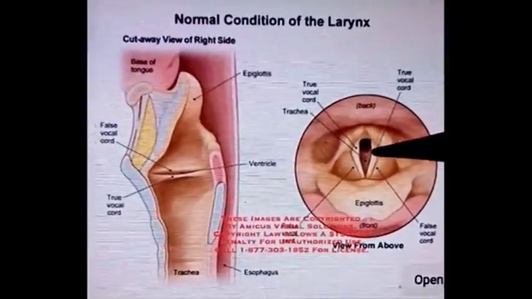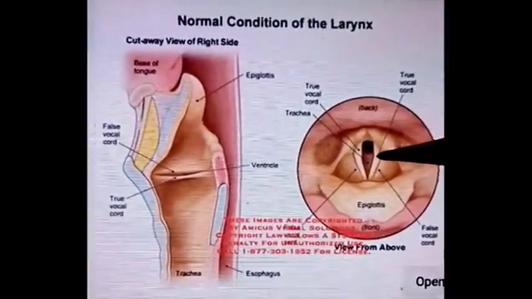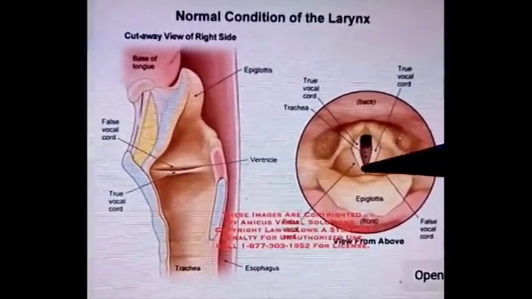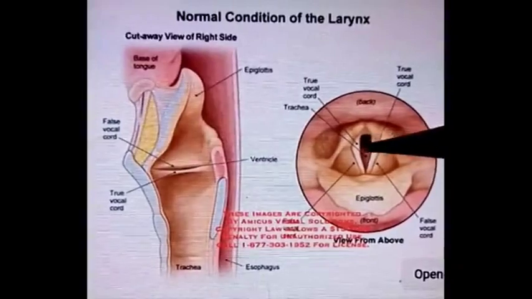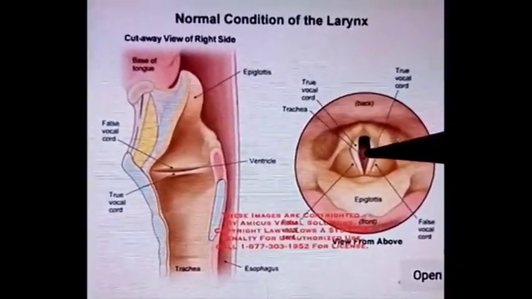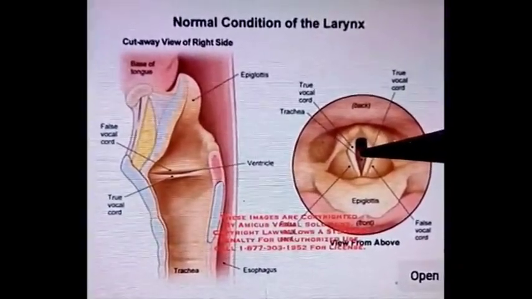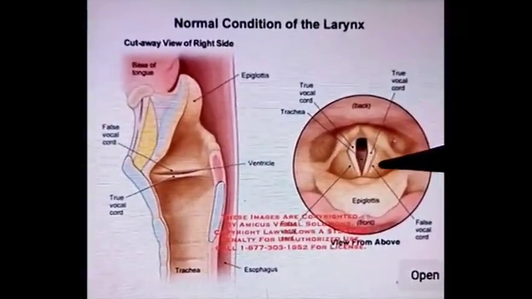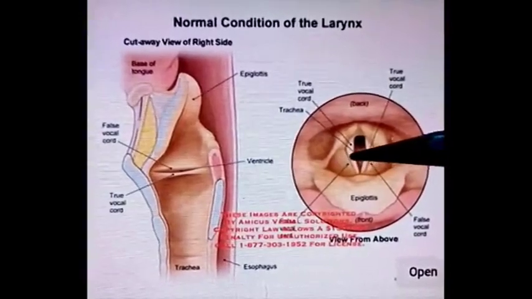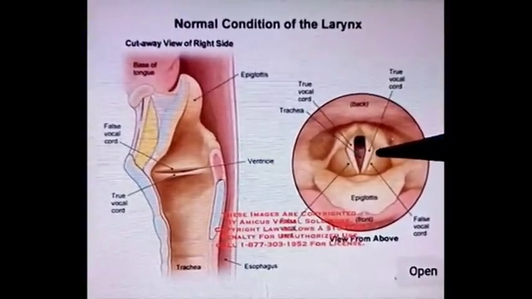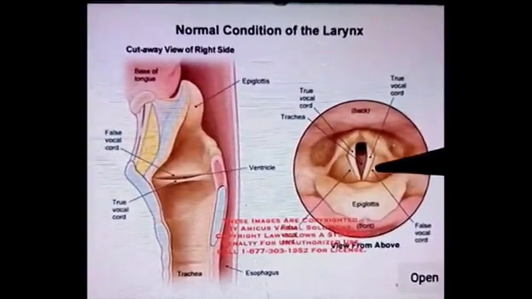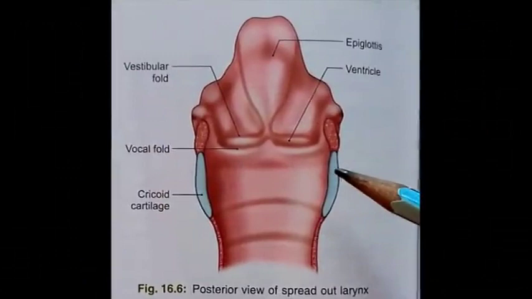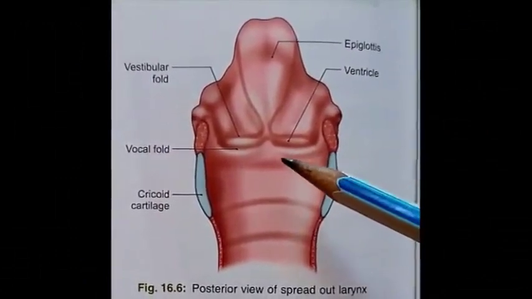The space present between the vocal fold of the left side and right side, between these two somewhat whitish structures, is known as rima glottidis, and the space present between the two vestibular folds, these brown colored structures, is known as rima vestibuli. This diagram is also helpful in explaining these folds.